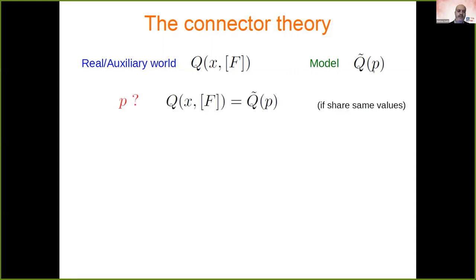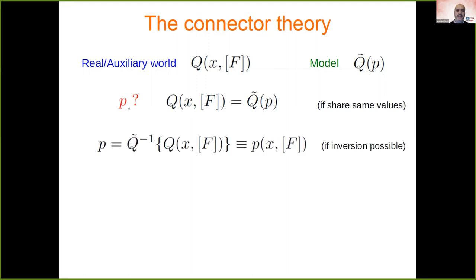Now I'm asking the question: which is the parameter of the model such that the model is giving us the same quantity that I am interested in? This is possible if the two functions share the same values, of course. If it is so, I can answer this question by a simple inversion of this function, if the inversion is possible. So the parameter P of the model such that Q and Q tilde are equal is just given by this expression, where I have just to invert this function here.